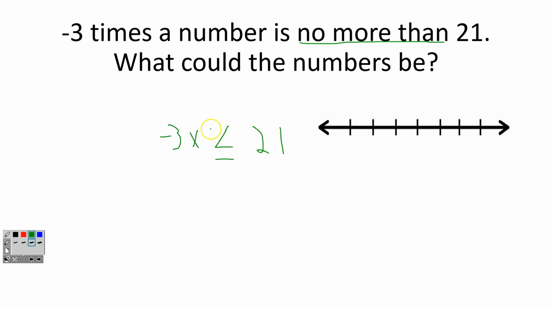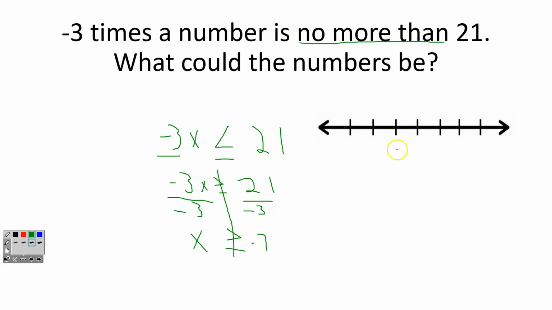Now, the first thing I'm going to do is look at it and say, do I need to change the sign? The answer is yes, because my coefficient is a negative. So I'm going to rewrite it: -3x is greater than or equal to 21. I'm going to divide both sides by -3. Don't forget your negative. And I end up with x is greater than or equal to -7. If I'm going to graph it, here's my -7. Because it's equal to, it's going to be a closed circle, and it's going to go in that direction.